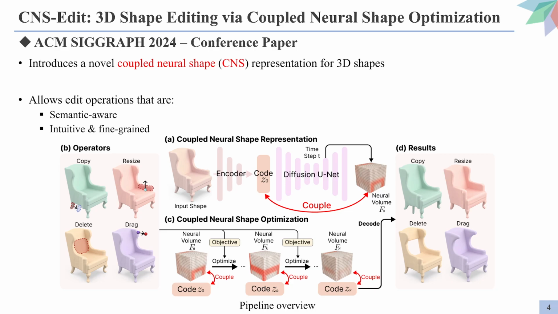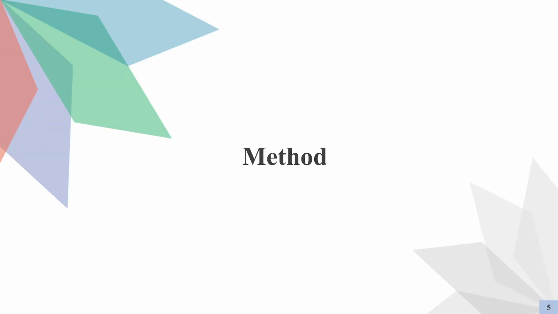To address such issues, the authors present the paper CNS-Edit, which was accepted to ACM SIGGRAPH 2024 as a conference paper. It introduces a novel representation of 3D shapes called coupled neural shape, or CNS for short. Utilizing CNS allows edit operations that are semantic-aware, intuitive, and fine-grained. Now let's take an in-depth look into the method.